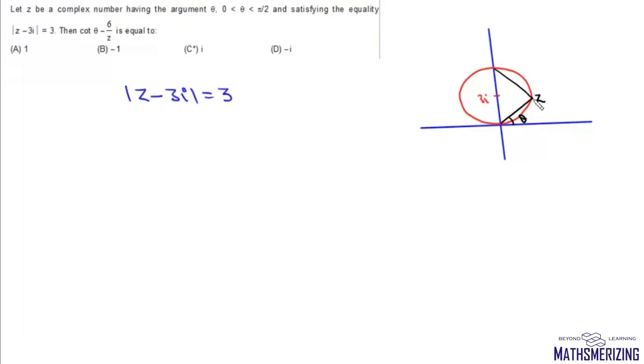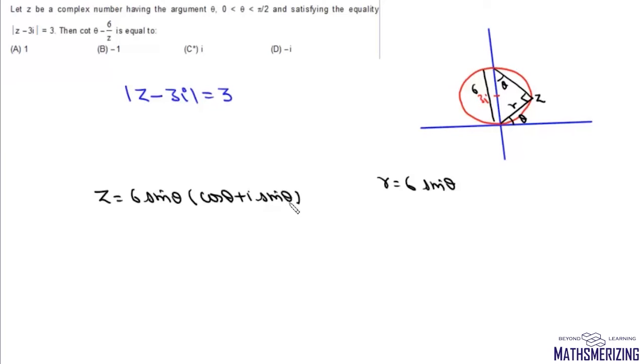Now we know that this is 90 degrees, this is 6 units and this angle is theta. Now for this complex number z, if we find r, this r will be 6 sine theta. So we can write r as 6 sine theta. So once we have r and theta, we can write z as r, which is 6 sine theta into cos theta plus iota sine theta.